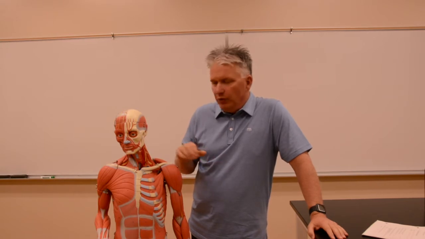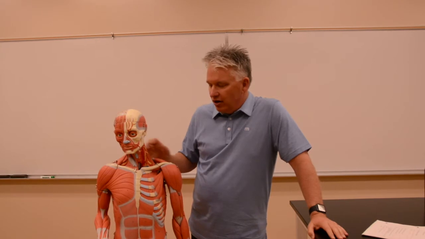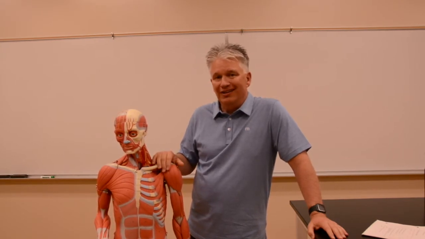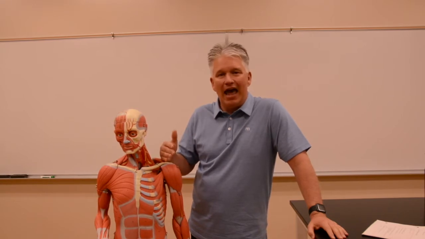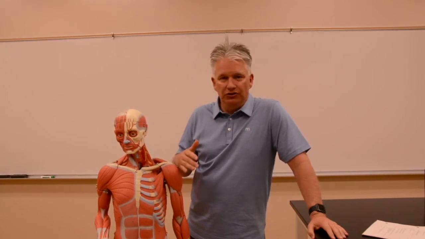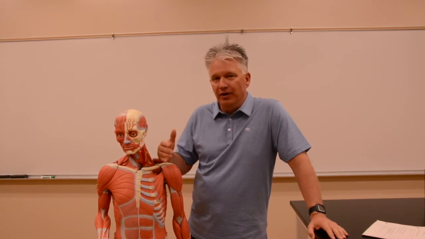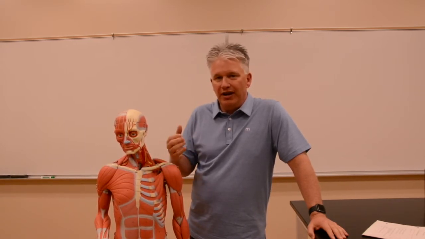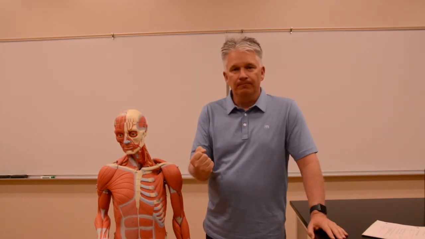So the first thing that we look at when we think of the muscular system or individual muscles are going to be things called origins and insertions. Origins and insertions are the attachment of a muscle to a bone. And when we think of a muscle creating movement, a muscle is able to create movement because when it contracts, it pulls on a bone.